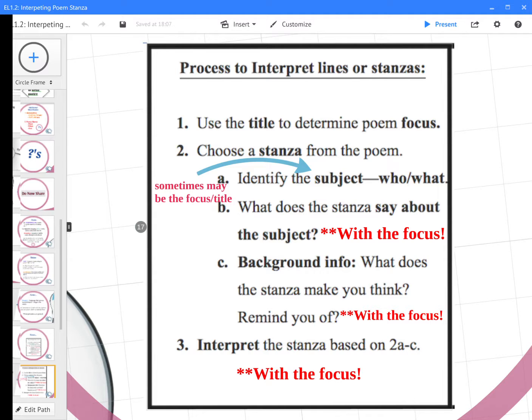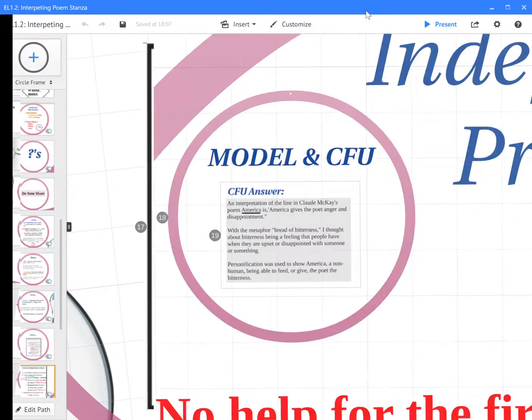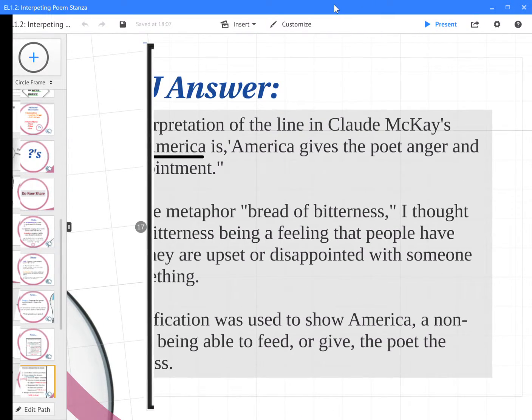And then when it came to bitterness, people said, oh, well, bitterness is like having a bad attitude, being disappointed, being angry, having negativity. And so the poet is who's getting the bread of bitterness. So the poet is the one getting the anger, or the disappointment, or the negativity, or the attitude. And so that was our breakdown there. So then from that point, on this side, you give your interpretation. So what exactly does this line mean, and how did figurative language get you there? And so you will then get an answer like this.